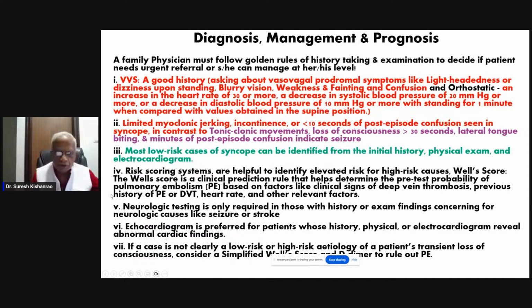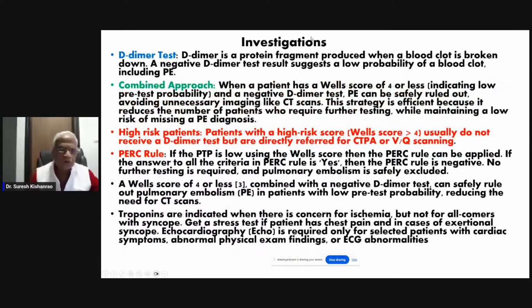In addition, the investigation done in the institutional setup is the D-dimer test, a combined approach, that is D-dimer and the PE test. High-risk patients who score more than 4 on the Wells test usually do not receive a D-dimer test. That means they are not restricted; they can be directly referred. In the PERC rule, if the pretest probability is low using the Wells score, then PERC rules can be applied. A Wells score of 4 or less combined with a negative D-dimer test can safely rule out pulmonary embolism. Troponins are indicated to manage these cases.